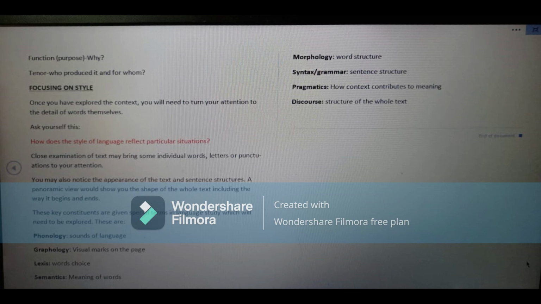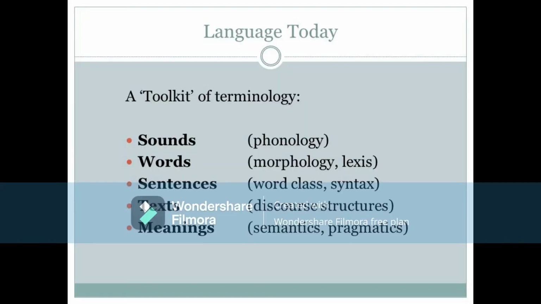And they are very, very important linguistic concepts. So the mode, what is it? Field is what it is about. Function is the purpose, why, and the audience. And we have what we call tenor. Tenor is the relationship between the producer, the addresser, and the addressee. The relationship between myself and my student is defined under tenor.